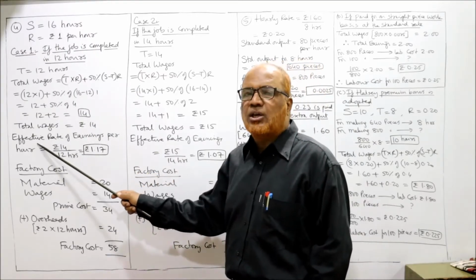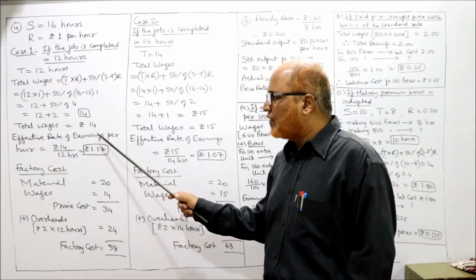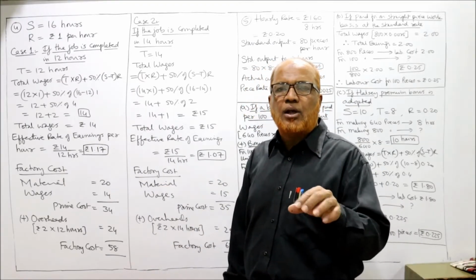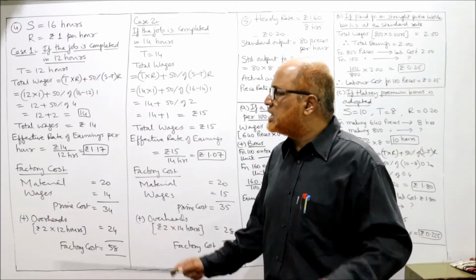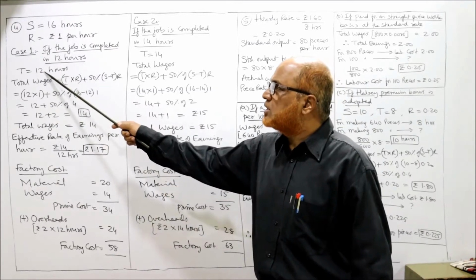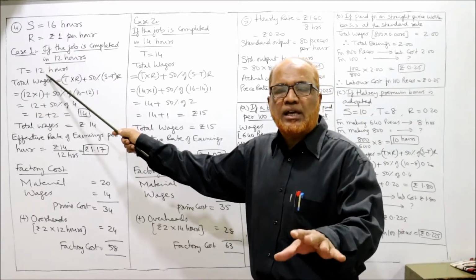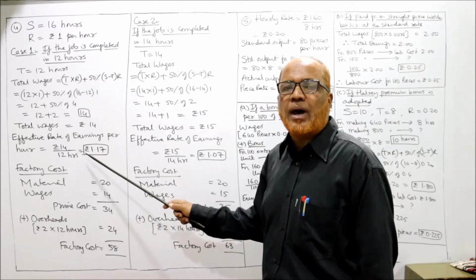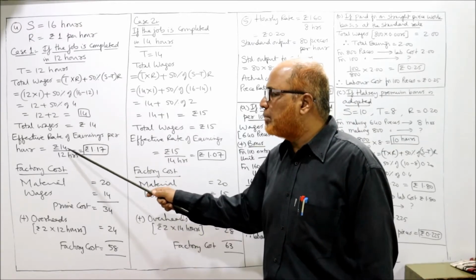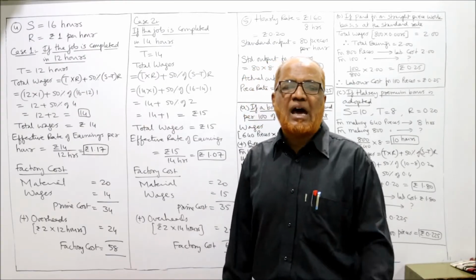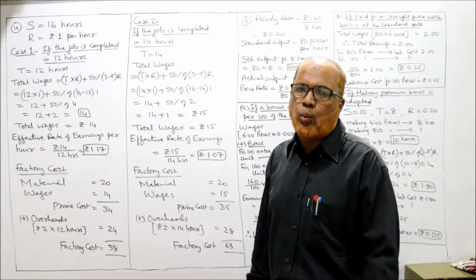It is also asking you to calculate the effective rate of earnings per hour. So total wages he is getting is 14 rupees. In how many hours is he getting 14 rupees? 12 hours. Actually, he has worked 12 hours and he got wages of 14 rupees. So what is the per hour effective rate? 14 by 12. It comes to 1 rupee 17 paisa per hour. This is the effective rate of earnings of the worker.